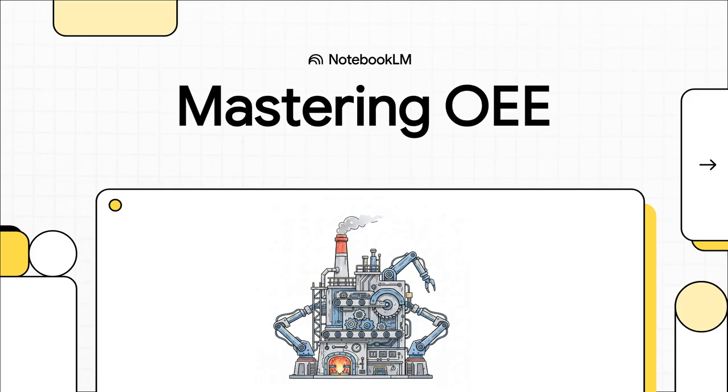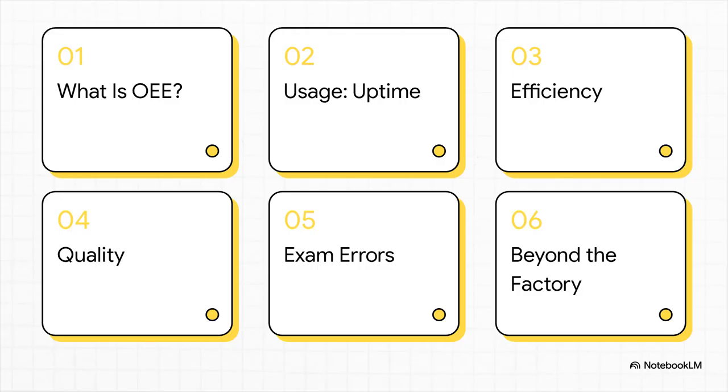We're gonna decode an absolutely vital concept called overall equipment effectiveness, or OEE. We'll break down the formula and show you exactly how to evaluate if your equipment is literally performing at its peak. Okay, let's dive into this and look at our agenda.